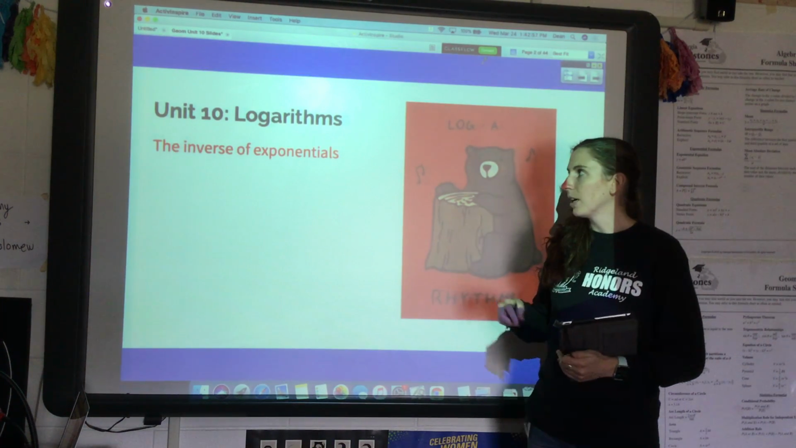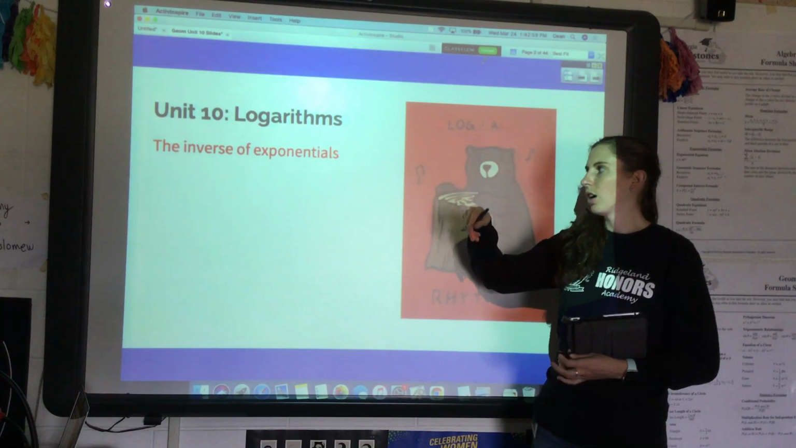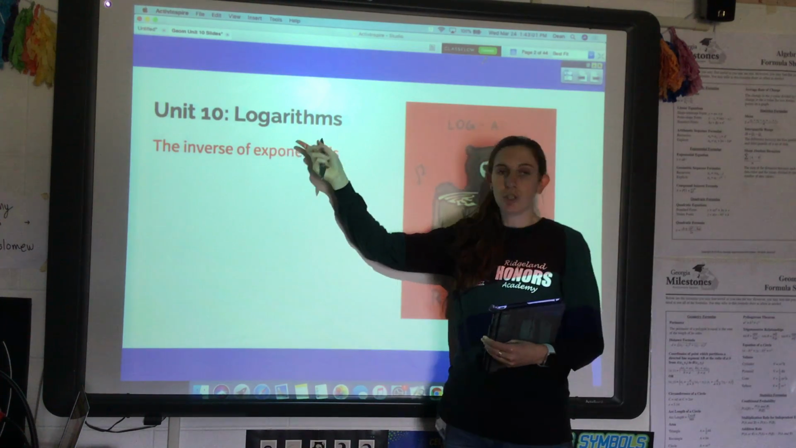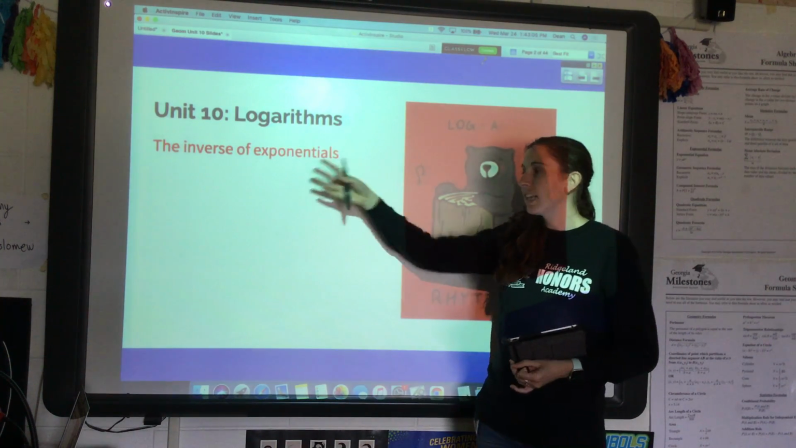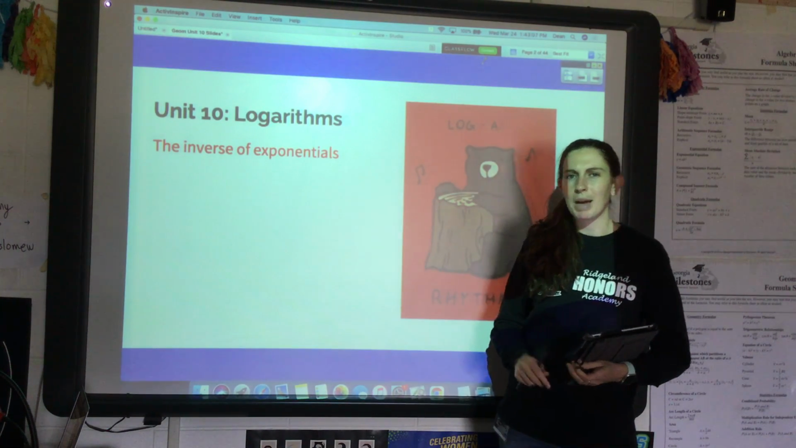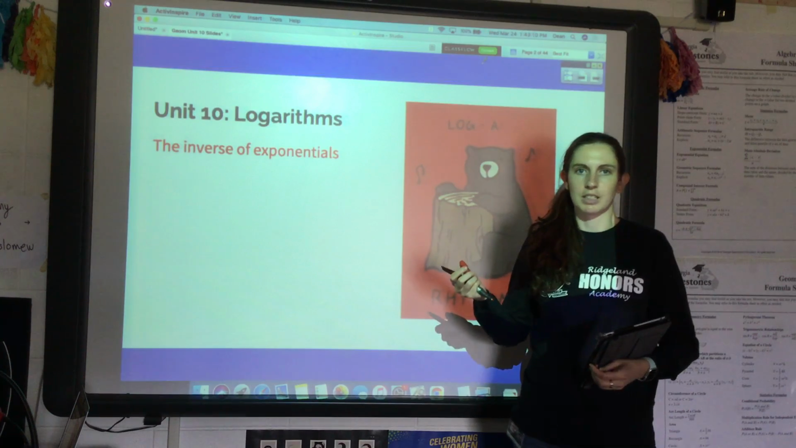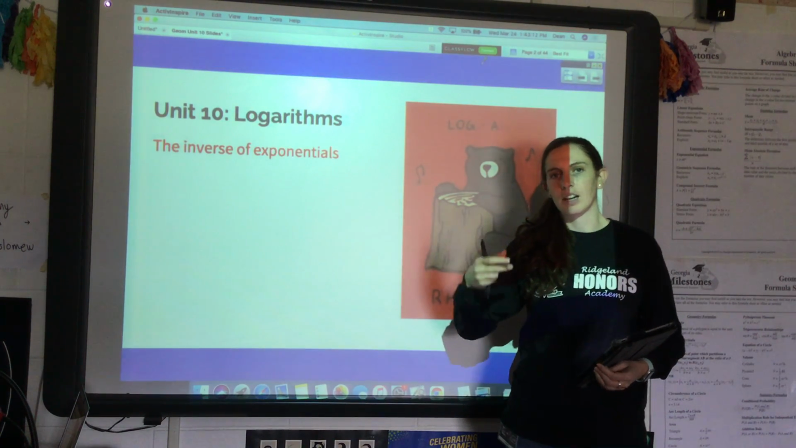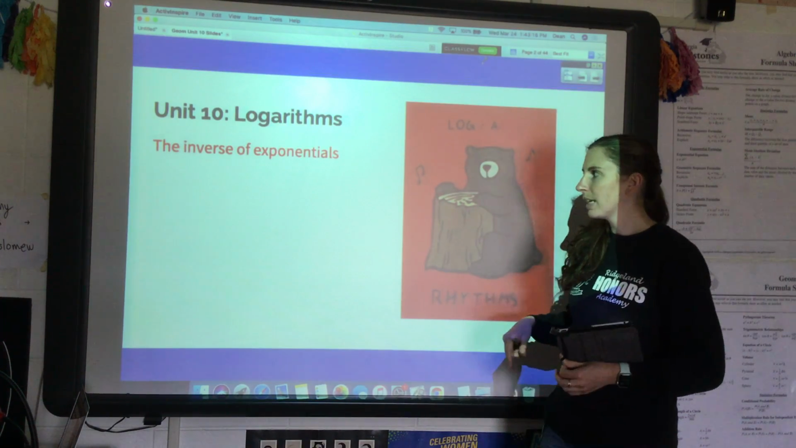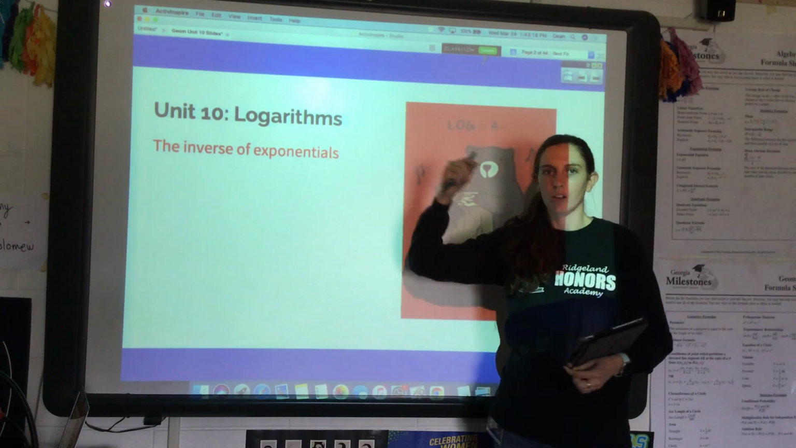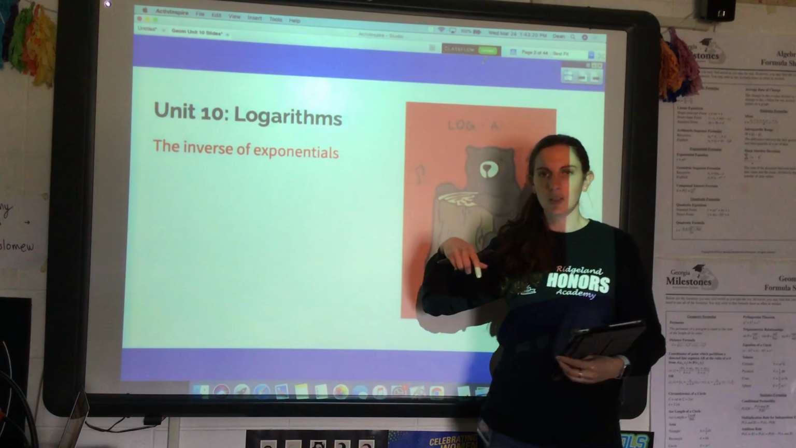In their basic form, all logarithms are is a way to undo exponentials. It's a way for us to solve exponential equations. It's the inverse of exponentials. In math, a lot of things have inverses. Adding and subtracting are inverses, multiplying and dividing, squaring and square rooting. The same thing goes with exponentials and logarithms. They undo each other, as you'll see.